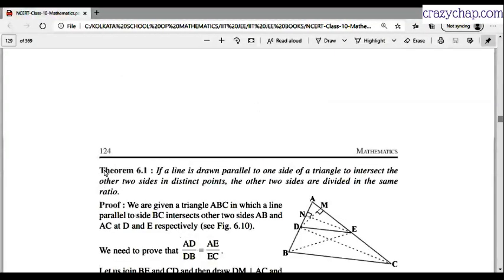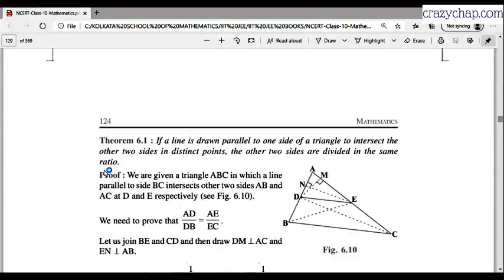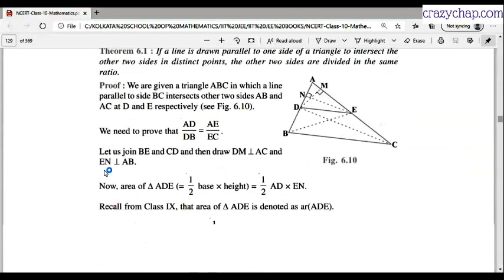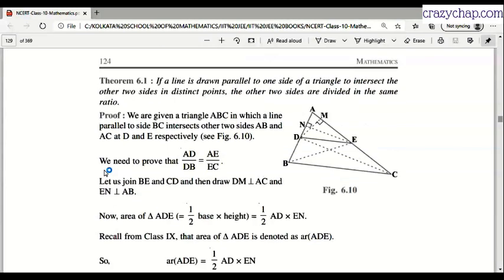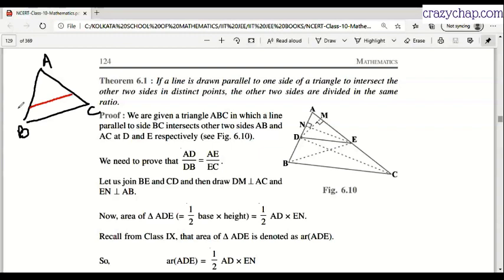Okay. Very quickly, to have a good understanding, let's know about theorem 6.1. It says that if a line is drawn parallel to one side of the triangle, let me tell you with an example. Let's say we have a triangle ABC, and there is a line drawn PQ which is parallel to BC. PQ is parallel to BC. Okay.